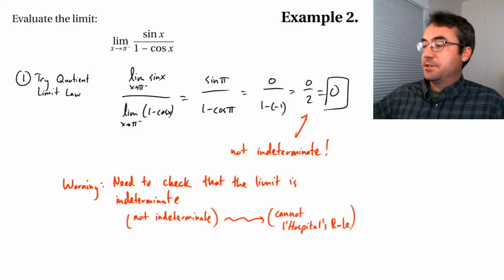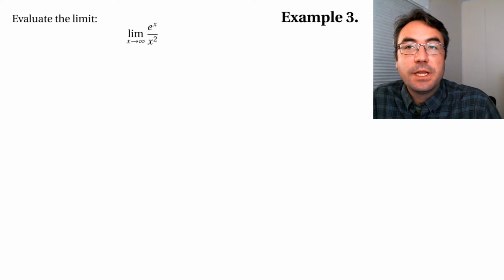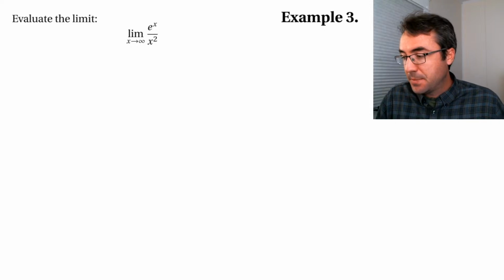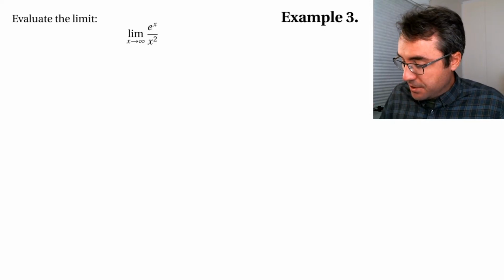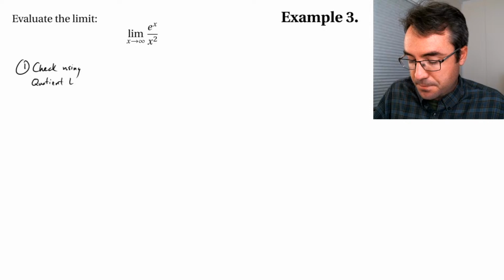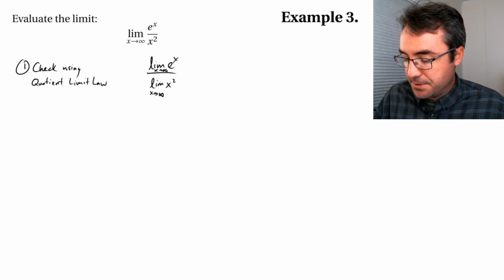All right, let's keep practicing. It's always good to practice. Let's try another one. We're going to do the limit of e to the x over x squared as x approaches infinity. So first step, just like we mentioned, you've got to check it. So we're going to check using the quotient limit law. Let's split up our limit, look at the top, look at the bottom, and this is as x goes to infinity in both cases.